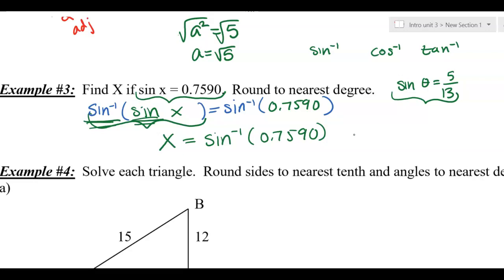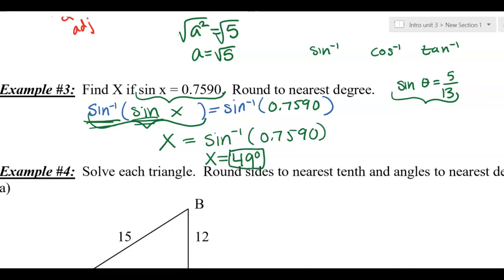If you're getting an answer that's really different than what I get, you're probably in radian mode instead of degrees. We want degrees because we're trying to find angle measures in degrees. So I'm going to type in inverse sine of that 0.759. I got 49.376. It says to round to the nearest degree, so we're going to call that 49 degrees. So in this case, x would be 49 degrees.